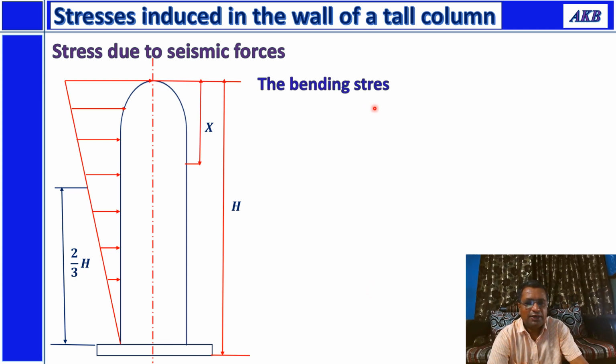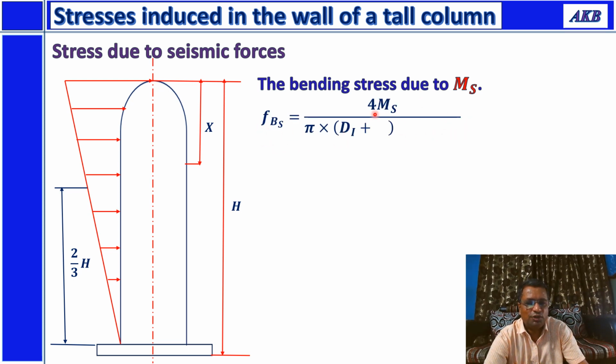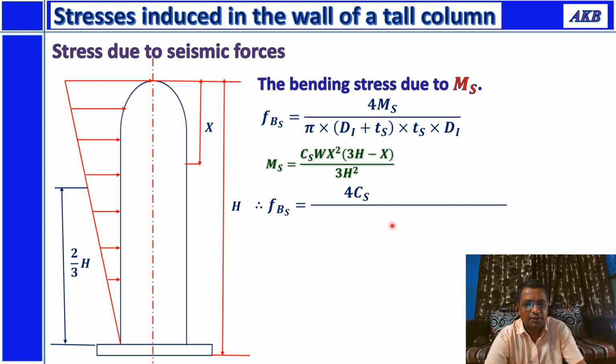And then bending moment will induce bending stress, that will be given by this equation. Fbs is equal to 4 into Ms divided by pi into DI plus TS into TS into DI, where Ms we just saw that equation. Ms is Cs into W into x square into 3h minus x upon 3h square. So if you use this equation, you get the final equation for the bending stress. Fbs is equal to 4 into Cs into Ws.